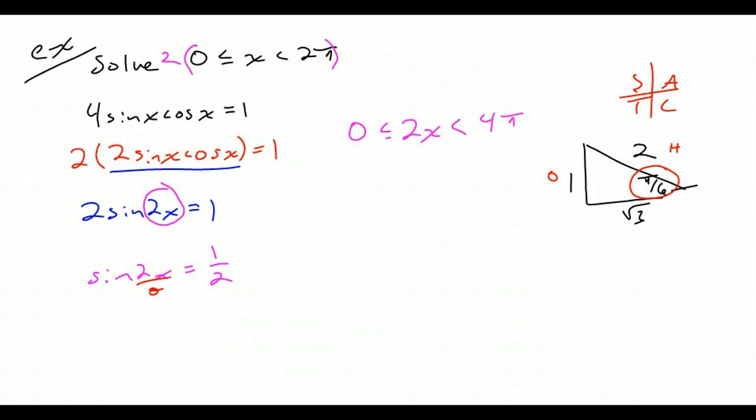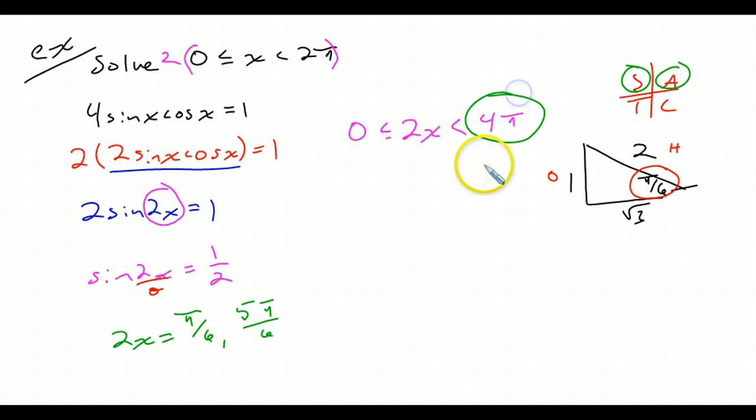Sine is positive in the first and second quadrants. So I have the values 2x equals pi over 6 and 5 pi over 6. But hang on, we have to keep going and find more coterminal angles, because we have to go all the way up through 4 pi. So I keep going around 2 pi, so I'm going to have to go around again.